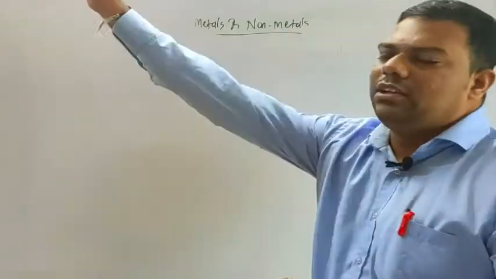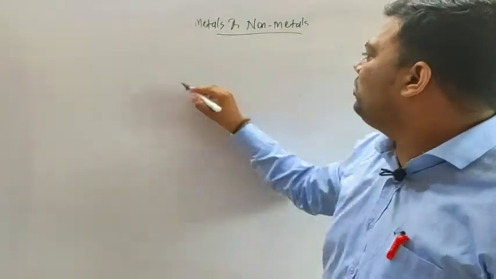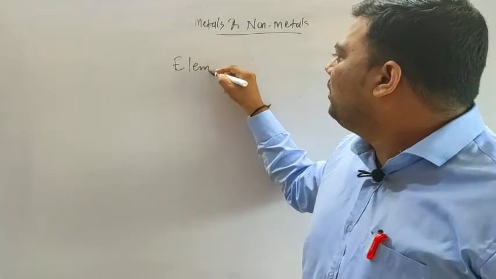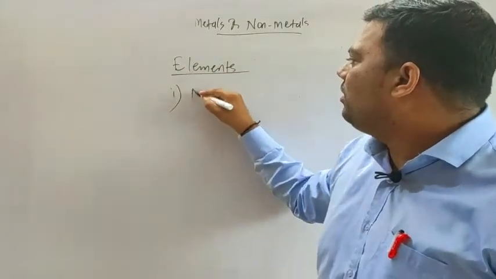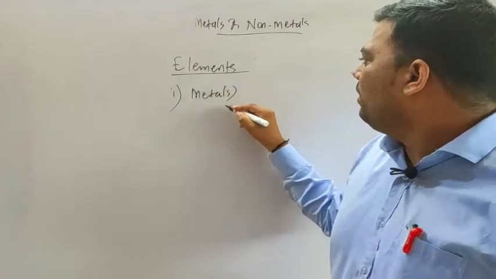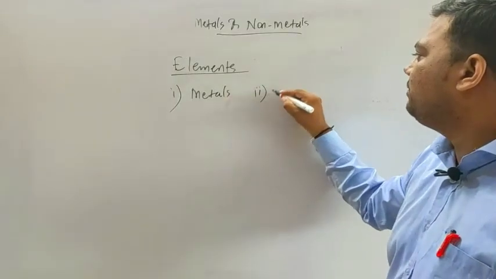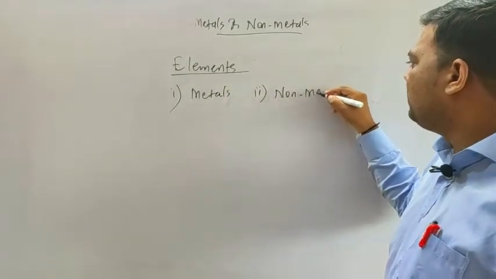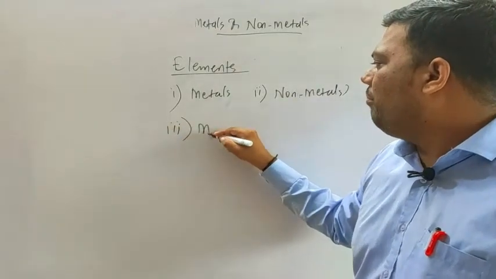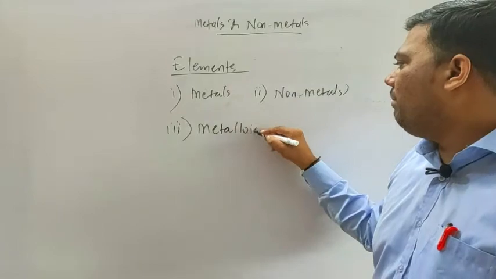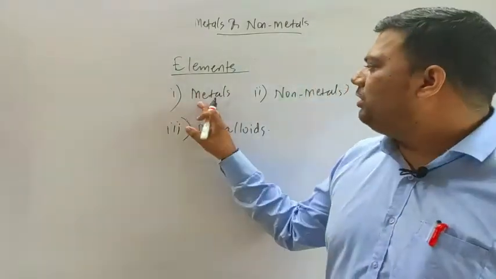Elements are classified into three parts. The first part is metals, then second, non-metals, and third, metalloids. As you know, these are the simple basic properties of metals.